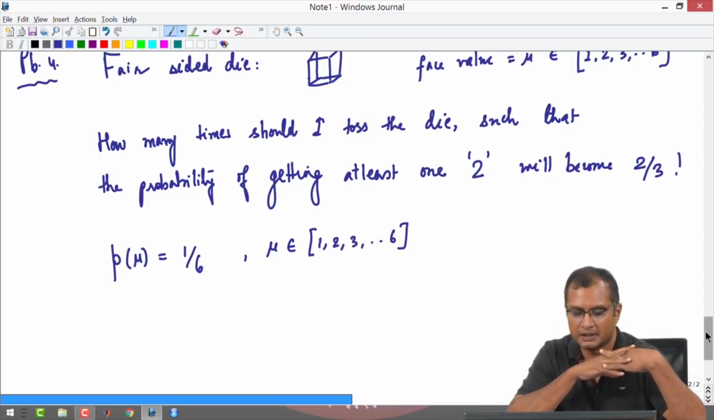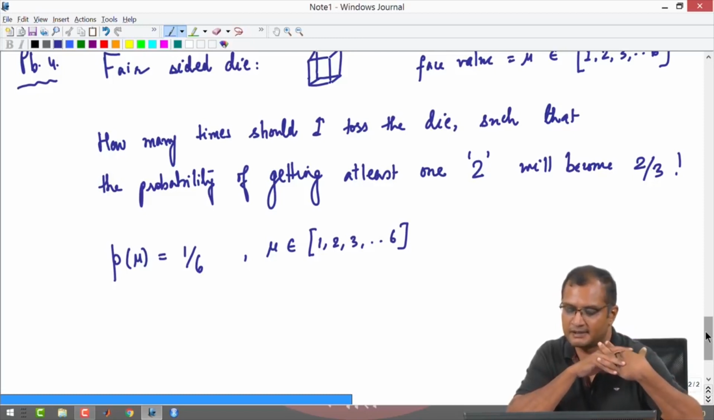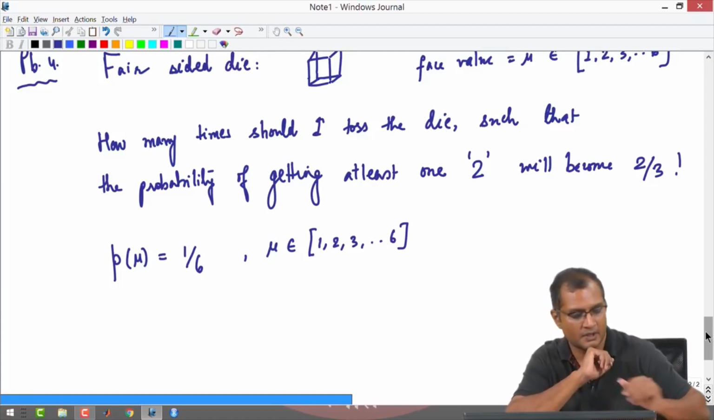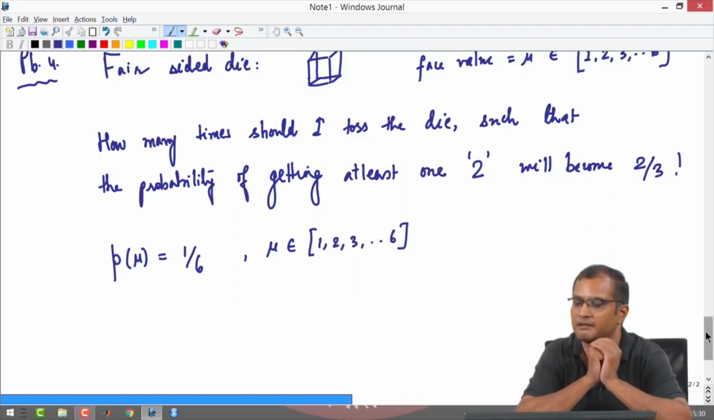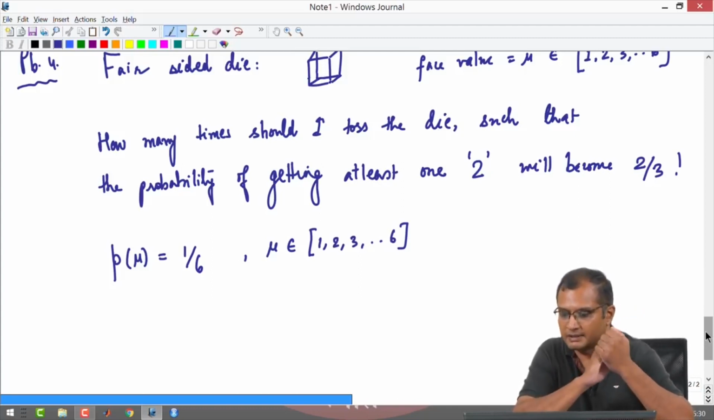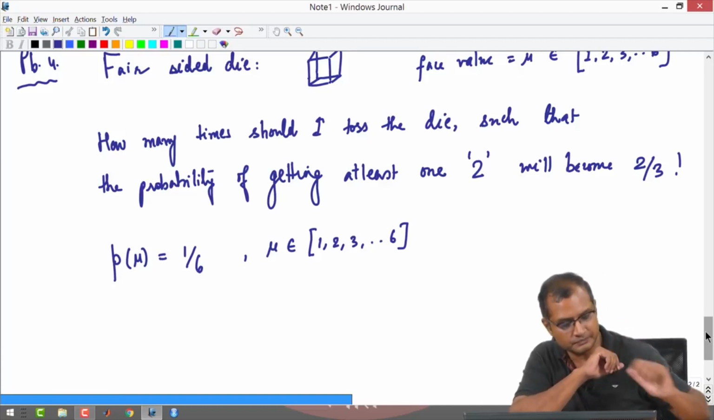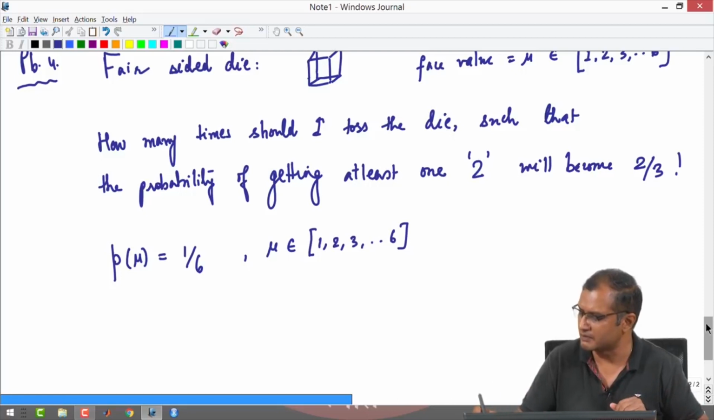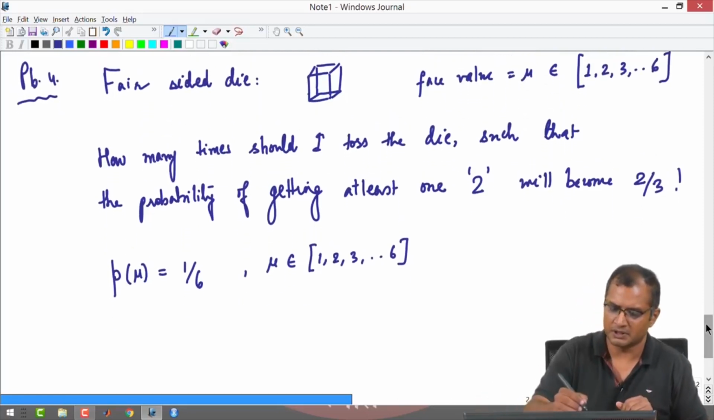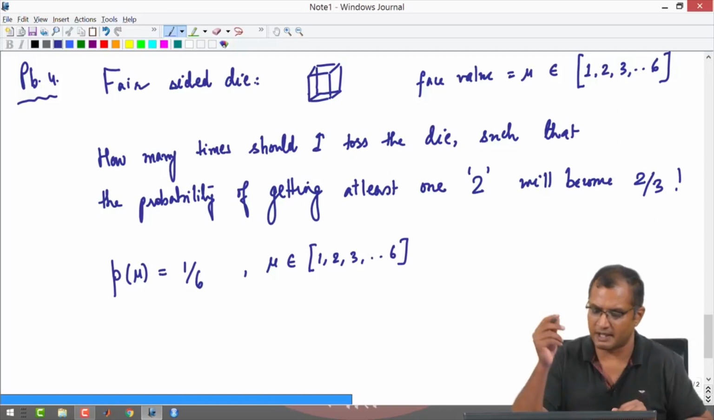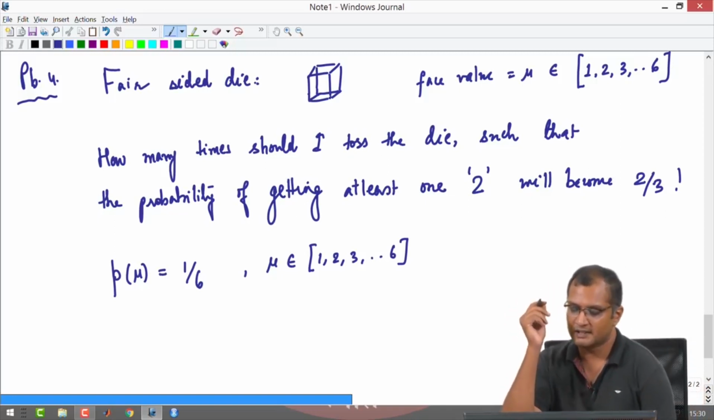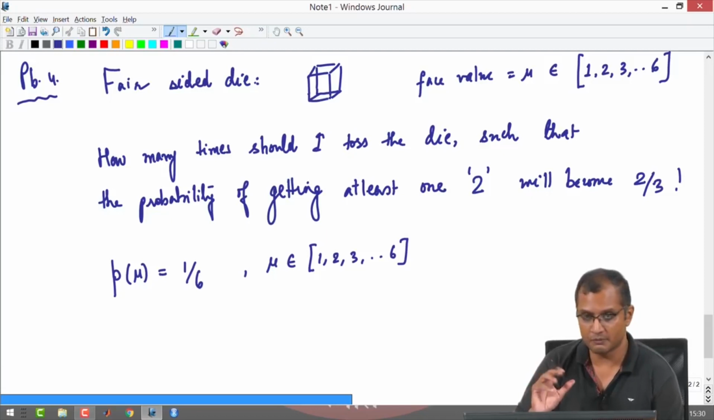So, basically how many times should I toss this die such that the theoretical probability of getting at least 1 two will be 2/3. Certainly you do not have to toss it 100 times, because I know that all these faces are unbiased. So, there is a 1/6 chance of getting a 2 on any trial. So, you do not require a very large number of tosses, but just to compute the minimum number of tosses required statistically to say that the probability of getting 2 will become 2/3.